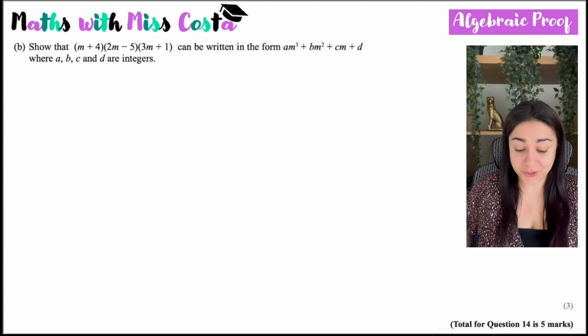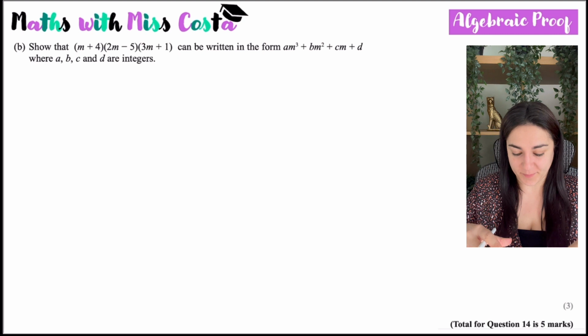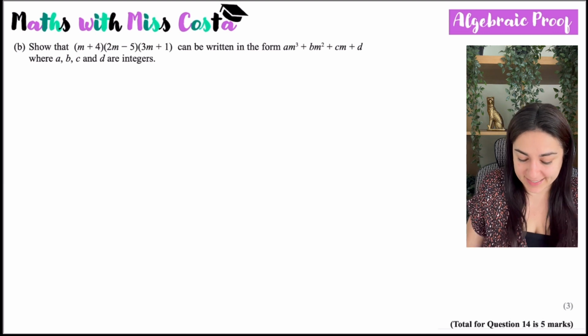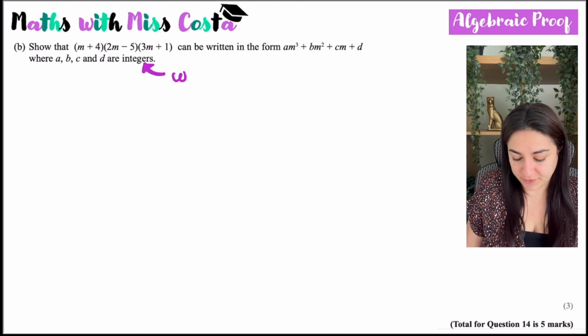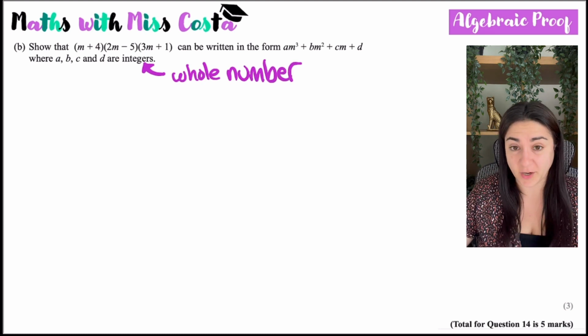Okay, so here we've got a show that question. I'm being asked to show that these 3 brackets can be written in the form am cubed plus bm squared plus cm plus d, where a, b and c are integers. Remember, integer just literally means a whole number. A lot of people get freaked out when they see the word integer because they've forgotten what it means. It just means whole number.